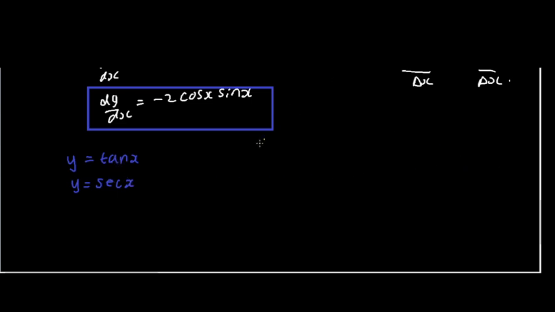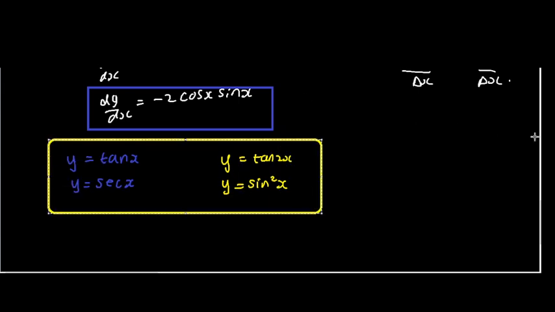And then you can also have, from multiple angles, how to find the derivative of a function like y equal to tan 2x. Then we can also have, from higher powers, how to find the derivative of y equal to sine squared x. So you can try out those questions, and if anything fails, you can comment in the comment sections below. And then in the next video, we shall be looking at another section of differentiation.